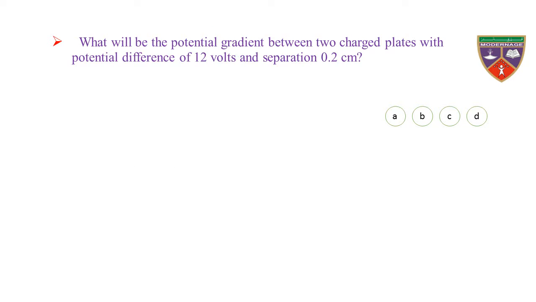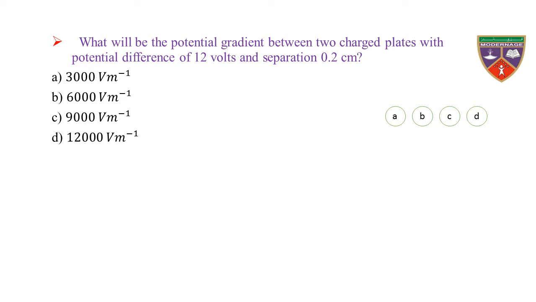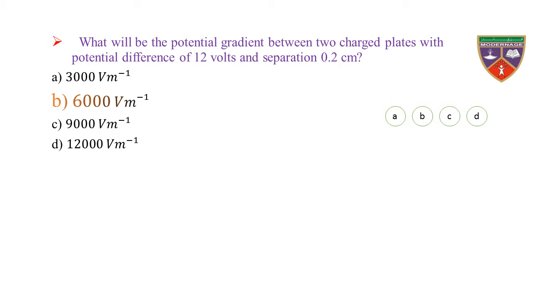What will be the potential gradient between two charged plates with potential difference of 12 volts and separation 0.2 centimeter? Option A 3000 volt per meter, B 6000 volt per meter, C 9000 volts per meter, D 12,000 volt per meter. The key is 6000 volt per meter. Therefore, the correct option is B.